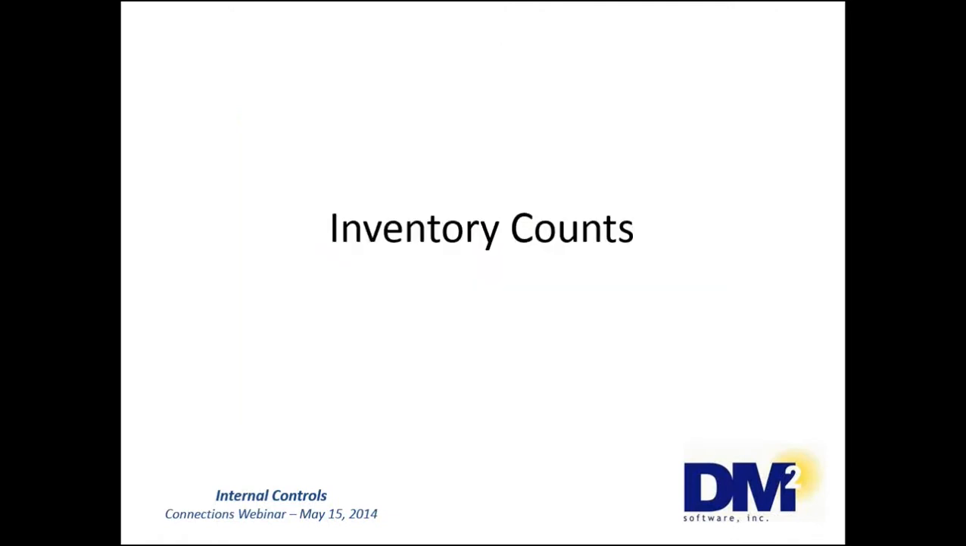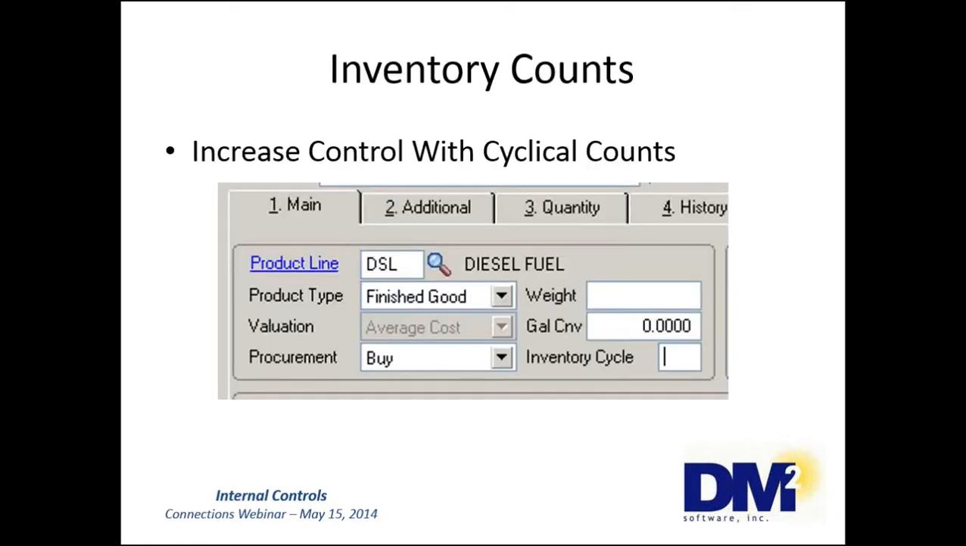The next part of inventory is counting. It's probably the thing most people enjoy the very most, and it's obviously a primary control activity. So this is something that you definitely want to get right. You can increase your control of your inventory by doing cyclical inventory counts.